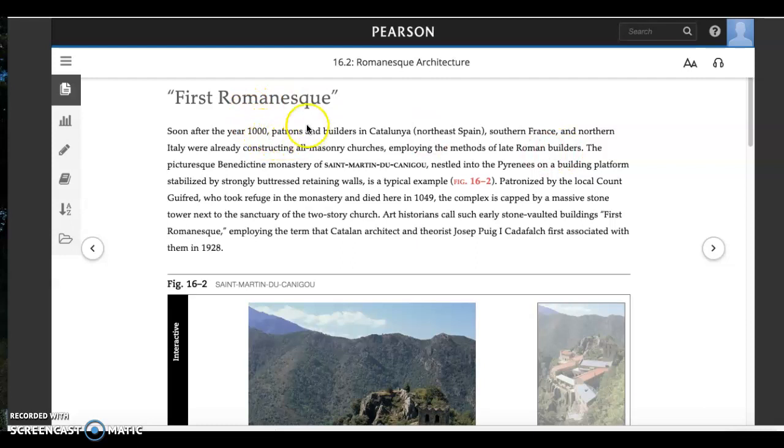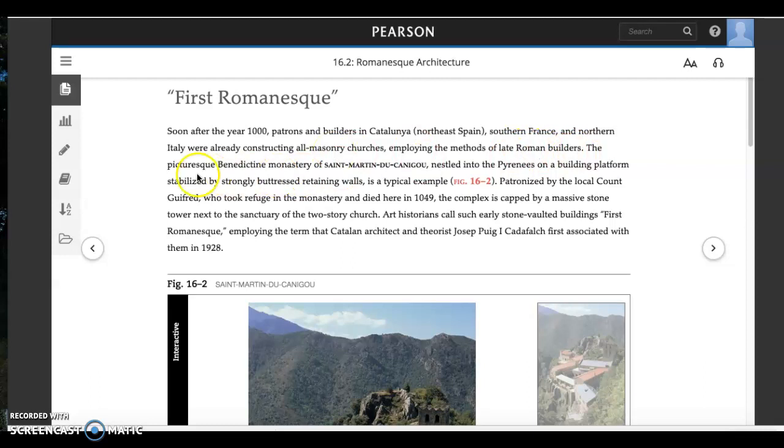So take note, patrons are the people who have the money to pay for an artwork. This is an important part of the story of art history. What artists do is not just what artists want to do, it's what patrons want artists to do. So they're asking you to think, who are the patrons of these buildings? We'll talk about that. They're all masonry, entirely of stone, right?